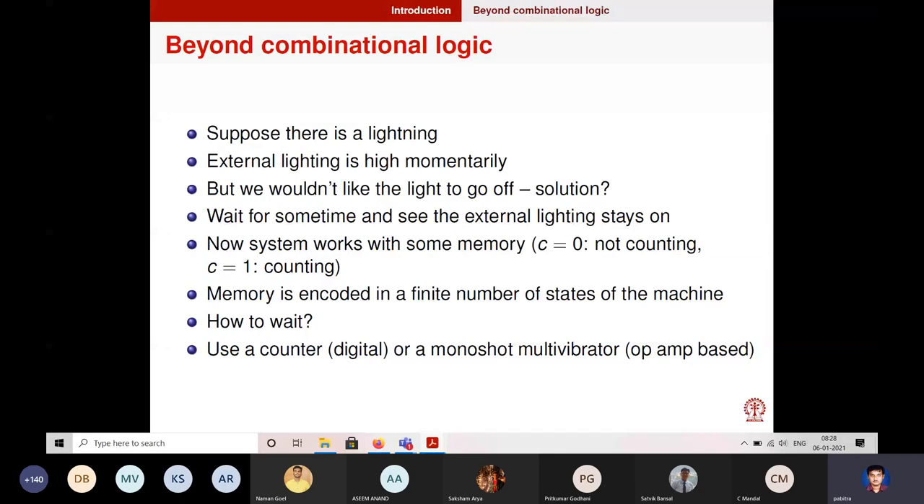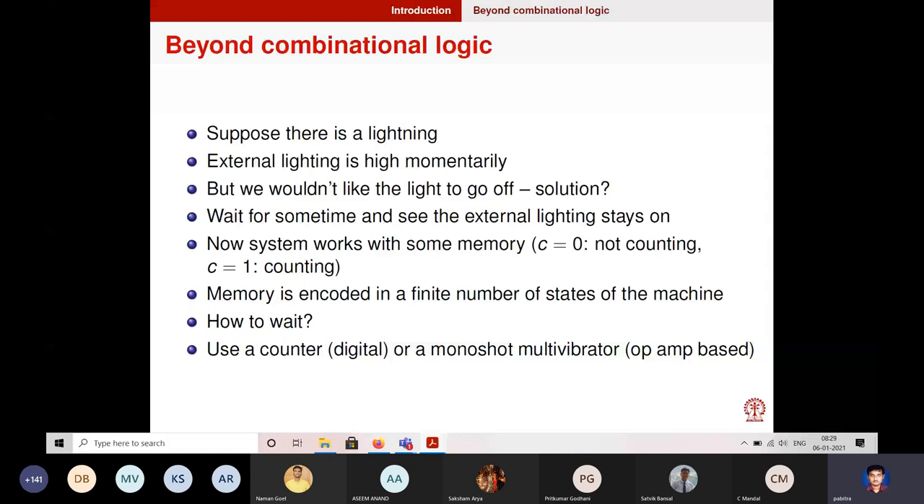You initiate another variable C, which kind of remembers what has happened in the past. So let's represent that variable by C. This C is 0 when we are not counting the time. Just for visualization, let's say you have a stopwatch which is counting. When the stopwatch is not counting, we say C is 0, and when it is counting, we say C is 1.